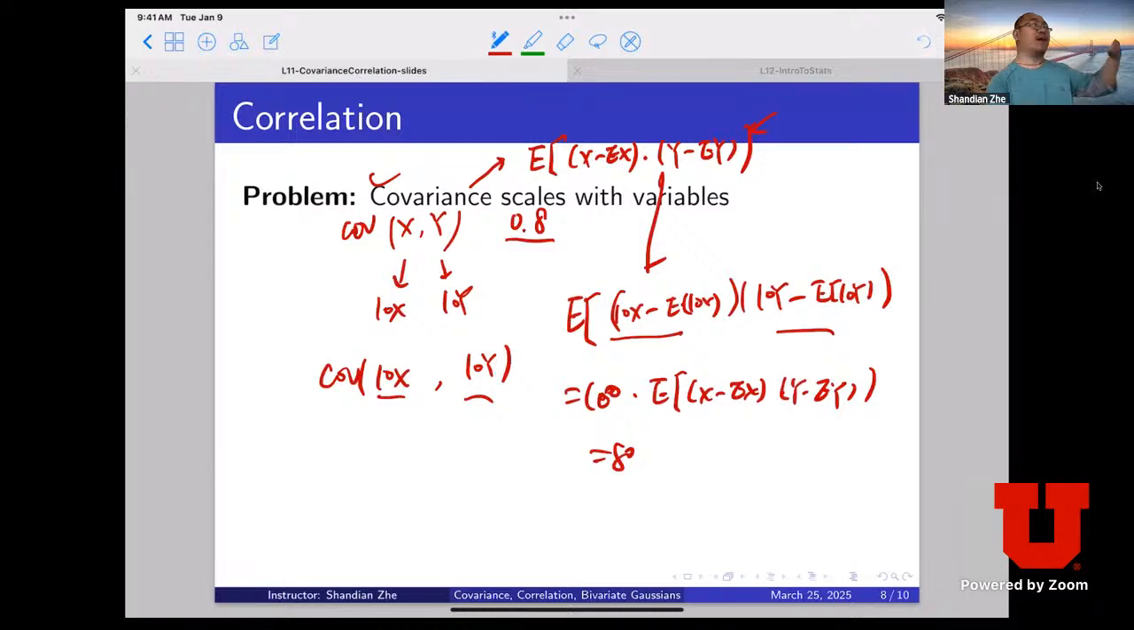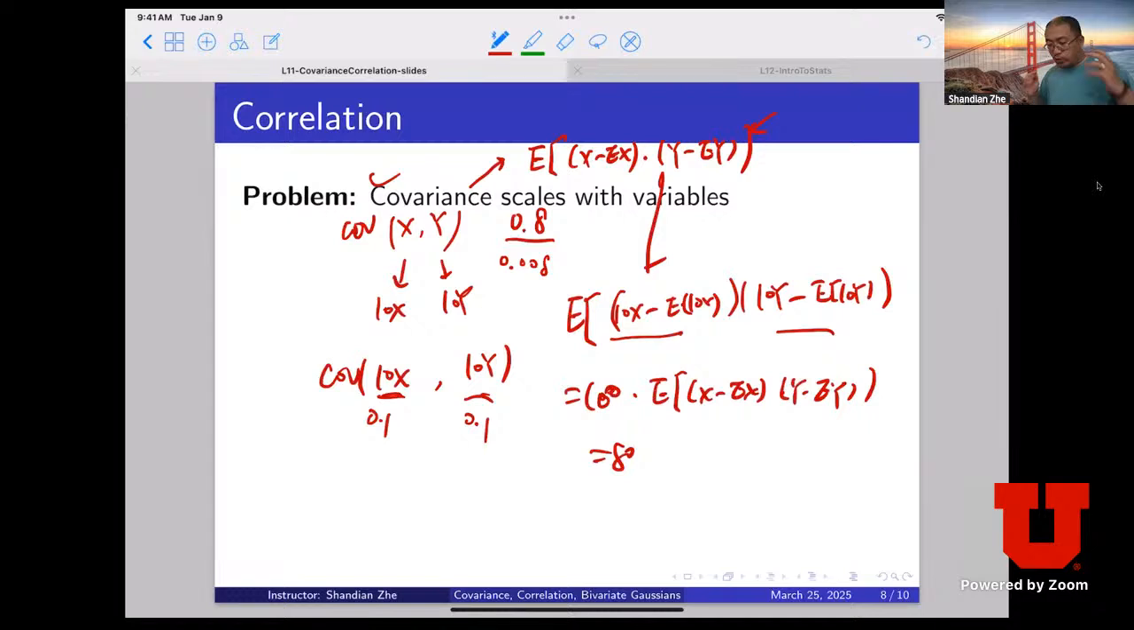If you multiply the variables by some scale, you're going to skew the covariance as well. For example, if you multiply x and y by 0.1, then the covariance of 0.1x and 0.1y will be 0.008. Of course, it makes no sense to say that after you scale them by 0.1, their correlation becomes much, much smaller. They should stay the same.